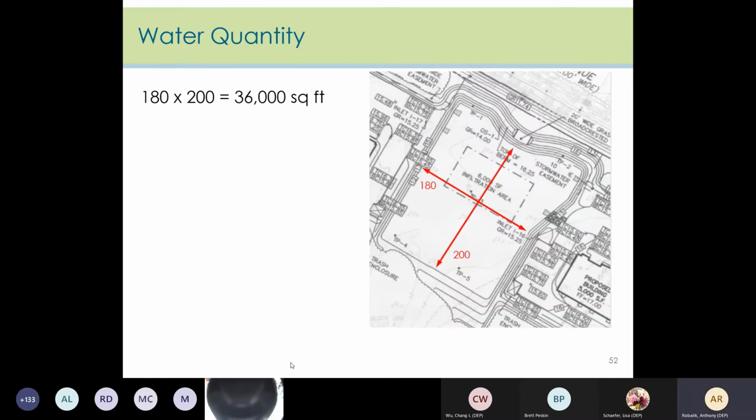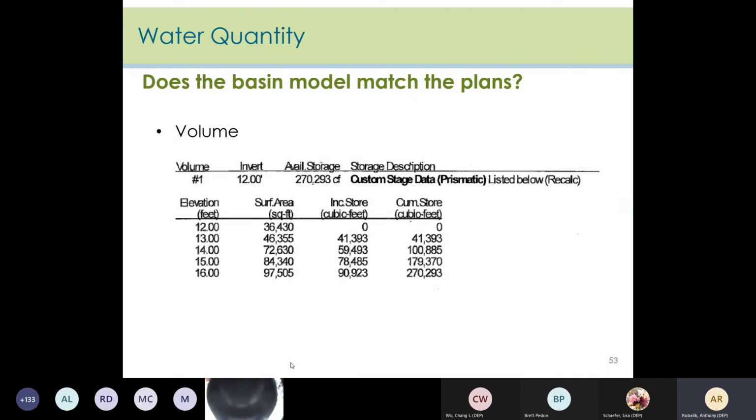So we'll check the first one. The bottom of the basin is roughly 180 by 200 feet, so that's 36,000 square feet. Of course, the basin is not an exact, perfect rectangle, so it might not be right on, but it should be somewhere around 36,000 square feet. And if we look back at this, we see that the basin bottom is 36,430 square feet, so that's actually pretty close, even closer than I expected. So that's good, seems right.